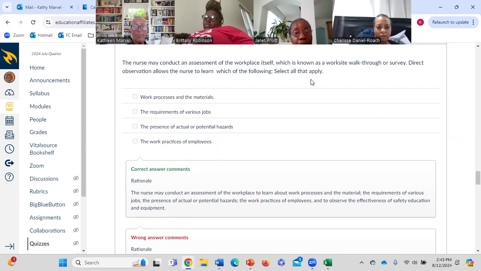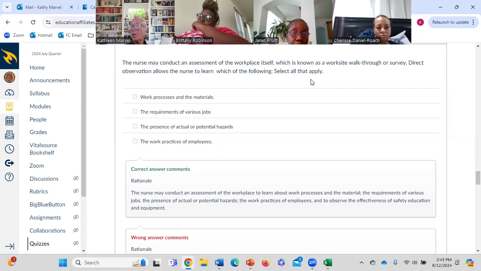All four of them. I say A and C. I said all four. Anybody else? I chose all four. All four. If you read about it in your readings from occupational health, all four.